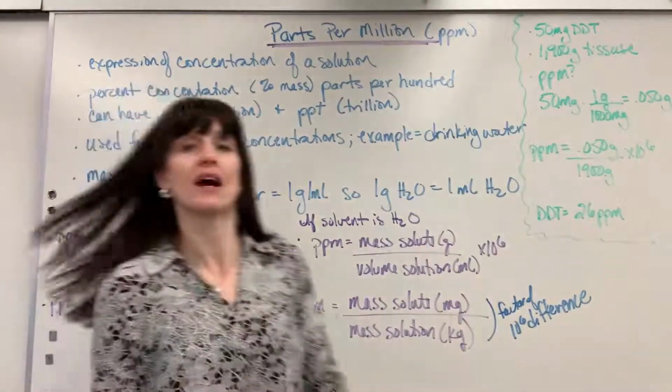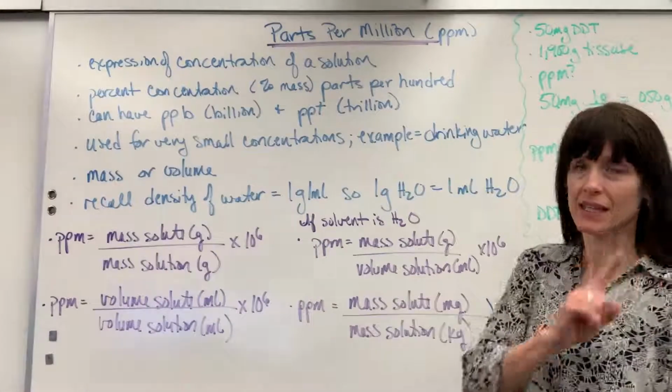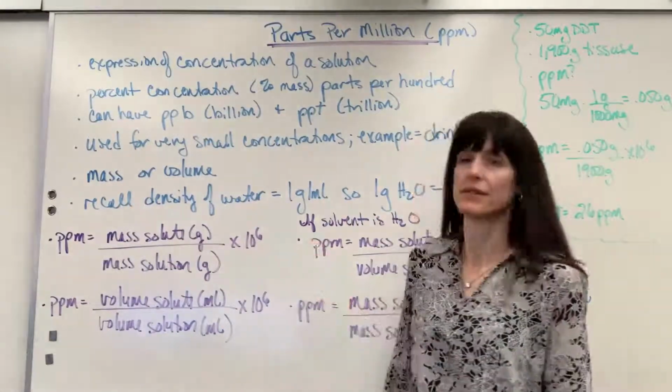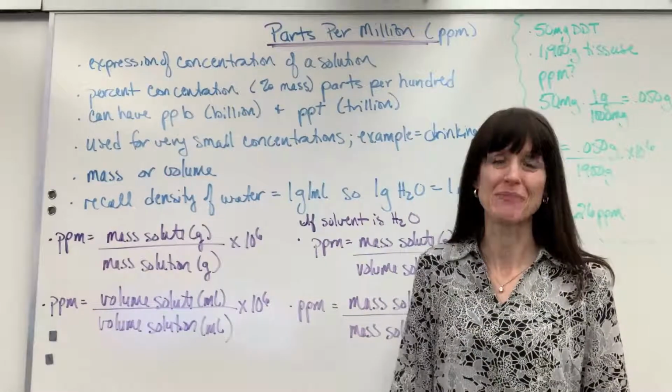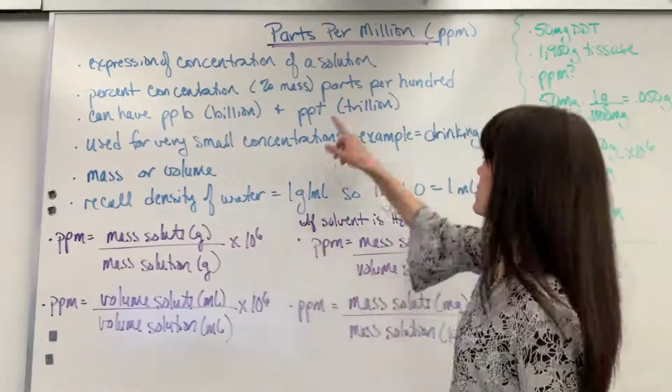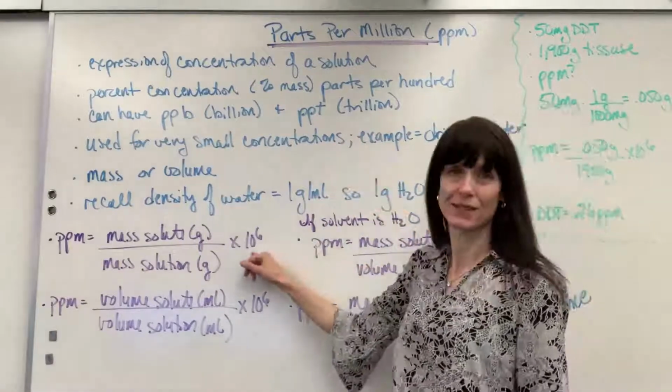Okay, so there you have it on parts per million. The key is solute divided by solution, have the same unit, multiply it by 10 to the 6, done. You've got ppm. If we were going to do ppb, you multiply it by 10 to the 9. If it's a ppt, trillion, multiply it by 10 to the 12.